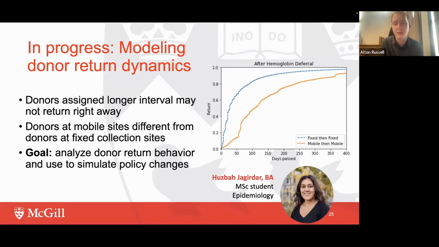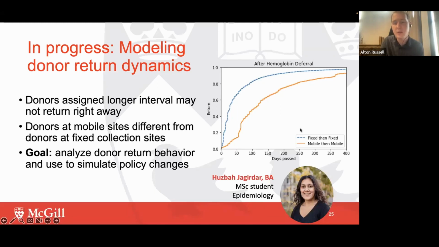change the interdonation interval or personalize it. People who come to a fixed collection site, if you tell them to come a week later, they can come a week later. If someone goes to a mobile blood drive and the drive's not going to be there in a week, then they won't necessarily come back as soon. So we're trying to do a better job of understanding the return patterns between mobile and fixed collection sites, so that we can understand donor return behavior in a way that will allow us to simulate policy changes.